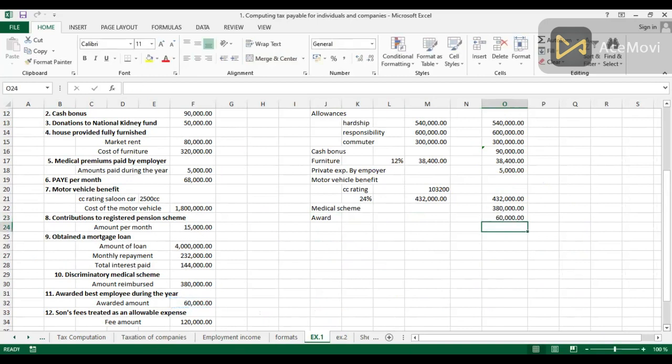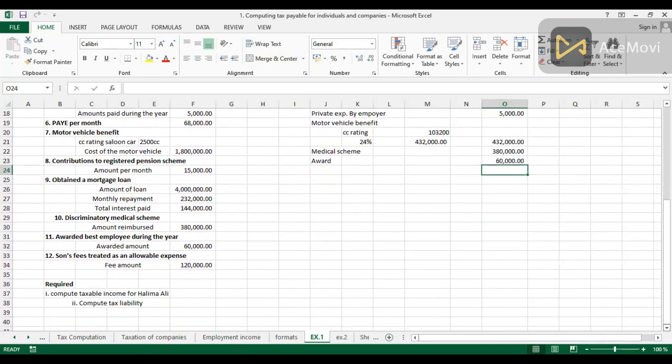Then we have fees amount, but you can see that the fee amount was treated as an allowable expense. It has to be treated as an allowable expense for it not to be taxable here. So it will be school fees. So for the school fees, it will come the whole amount there. Where is it? Here.